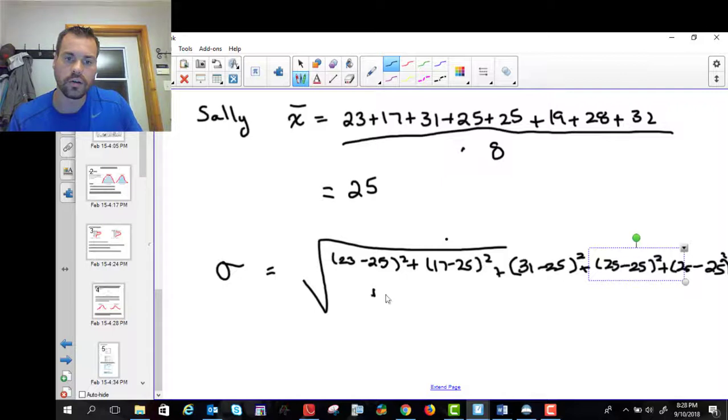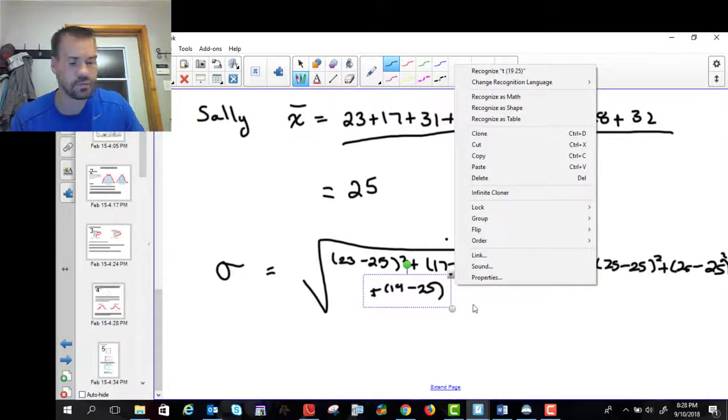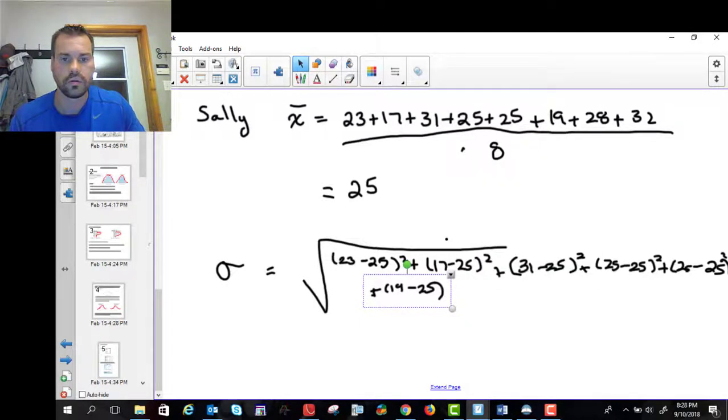So we'll just jump down here. I know this isn't necessarily proper notation, but we ran out of room. 19 minus 25 squared. Oop. What is it doing?